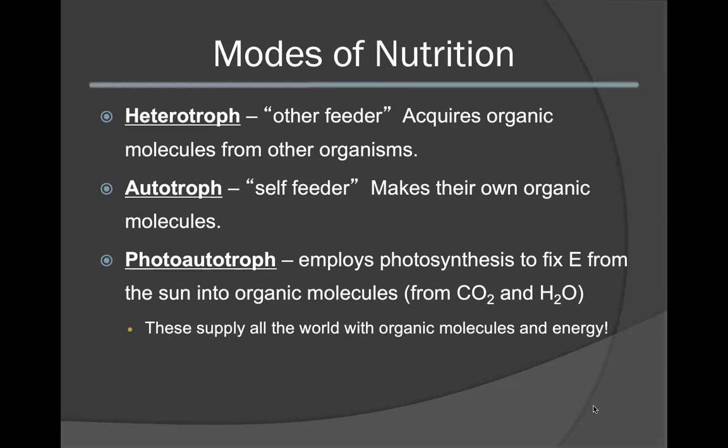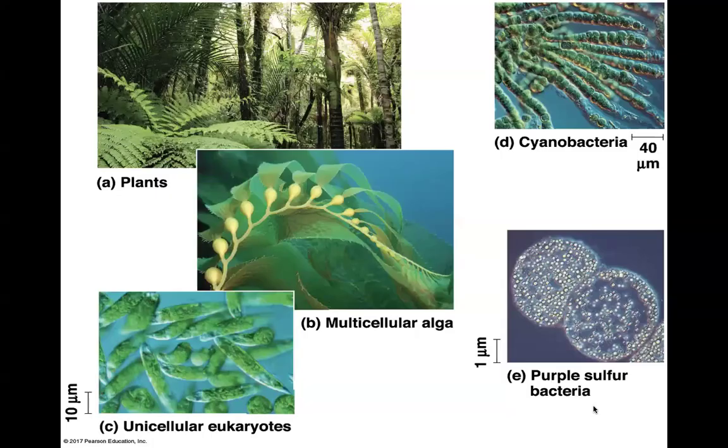These sugar molecules that are produced by photoautotrophs can supply the entire world with energy. There are many different types of photoautotrophs that can be present on Earth. These types of organisms, whether they are prokaryotic, such as purple sulfur bacteria or cyanobacteria, or are eukaryotic, such as these unicellular eukaryotes, multicellular algae, as well as plants, can utilize the process of photosynthesis to make these organic compounds.